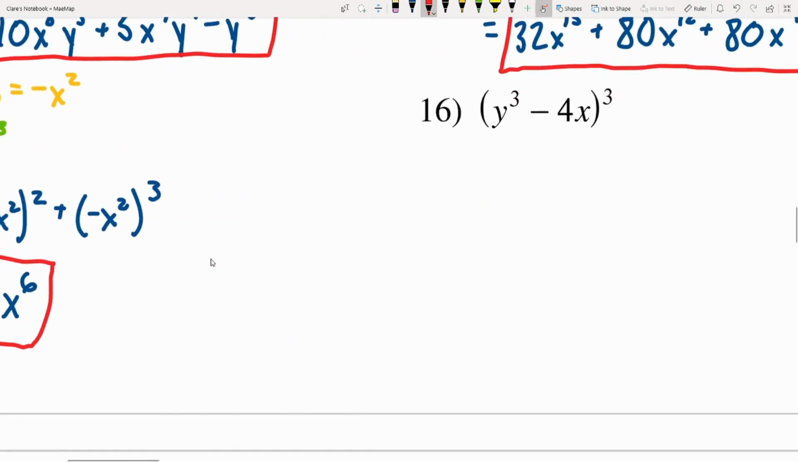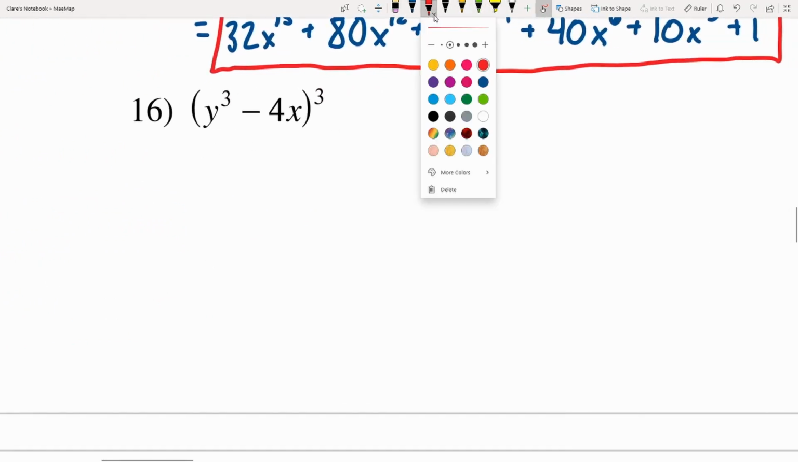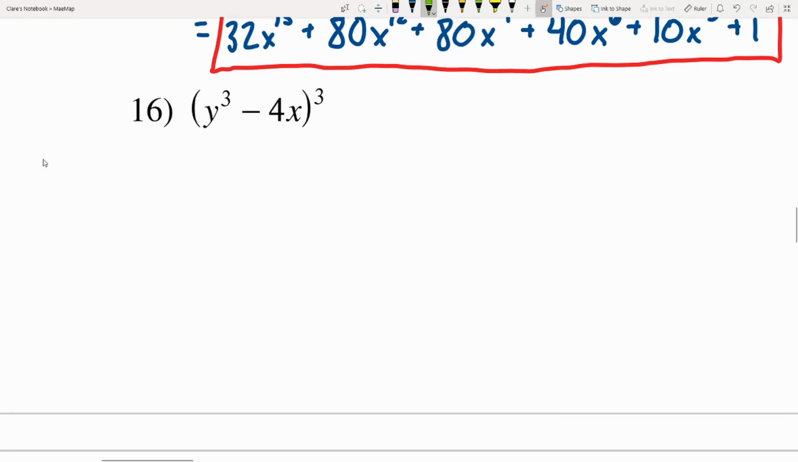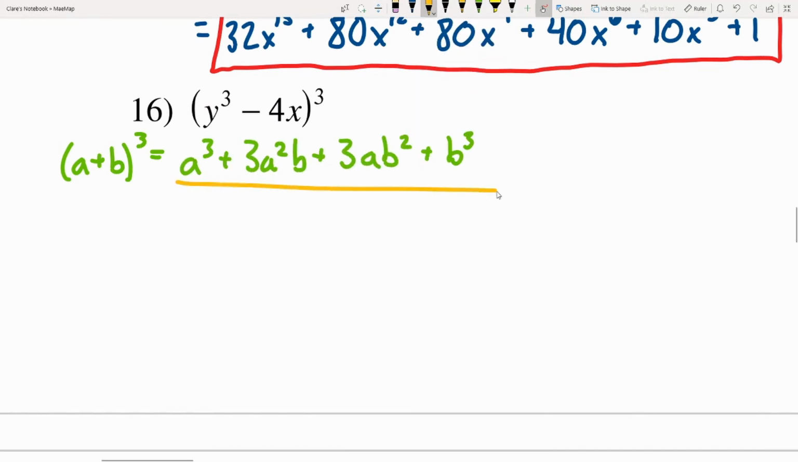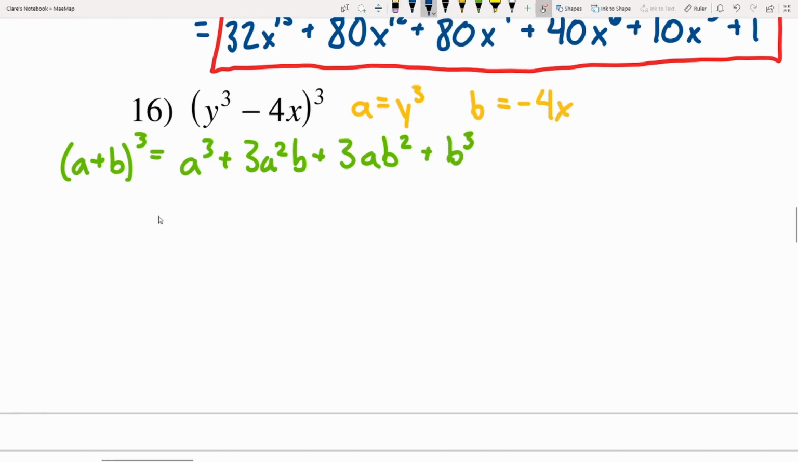Now finally, the last problem on this worksheet, number 16, which again is to a degree of 3. So writing that out one more time, a plus b cubed is going to be this, where a is equal to y cubed and b in this case is equal to a negative 4x. Now I just got to fill those into that formula.